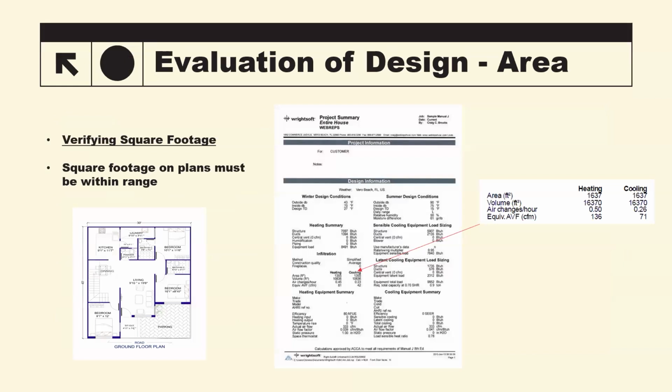In verifying square footage, it's as easy as comparing what's listed on the plans to what's listed on the reports. As you can see in this sample, we must verify the house size and the plans. In this example, the house square feet is shown on the right, and the Manual J shows 1,637 square feet for both heating and cooling. So the range we're looking for is anywhere from 1,337 to 1,737. Anything outside of that would be a red flag, a pause to get something corrected.